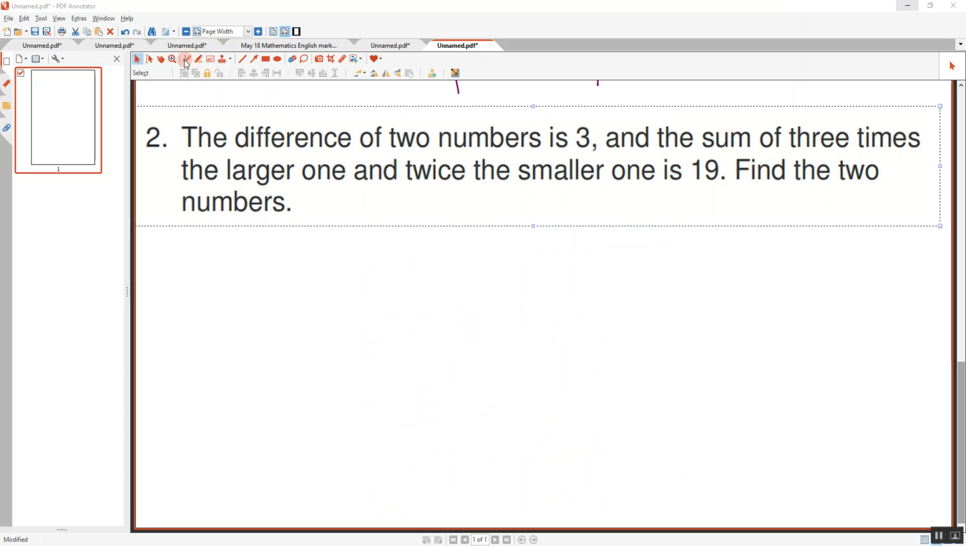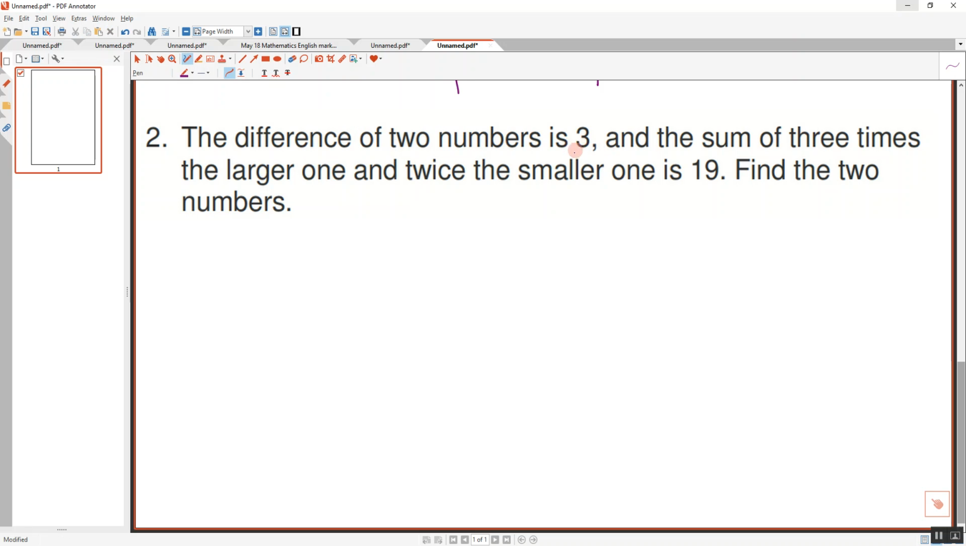Two numbers. The difference is 3. How do I write that down in terms of maths? How do I write down in math the difference in two numbers is 3? N minus n equals 3?